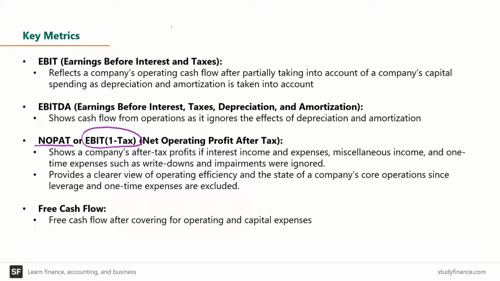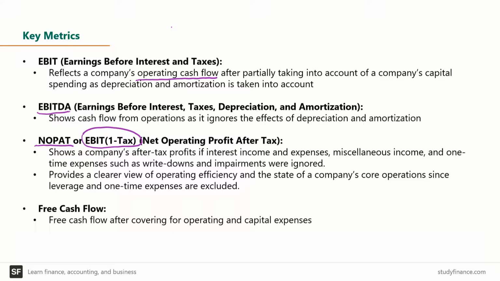EBIT, as we covered, is earnings before interest and taxes and reflects a company's operating cash flow after partially taking into account a company's capital spending as depreciation and amortization is taken into account. It is also thought of as a proxy for free cash flow, since, as we mentioned previously, depreciation can be used as a representation for capital expenditures. EBITDA, or earnings before interest, taxes, depreciation, and amortization, shows cash flows from operations before the effect of depreciation and amortization. So that's EBITDA right here.